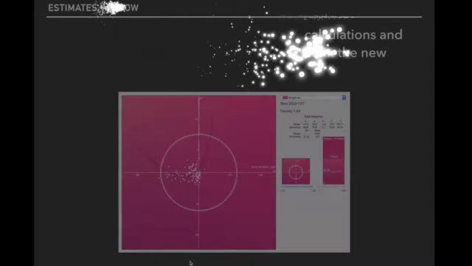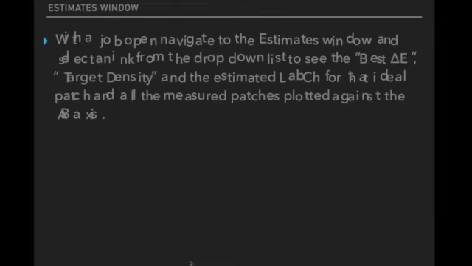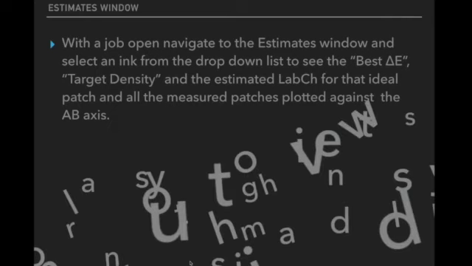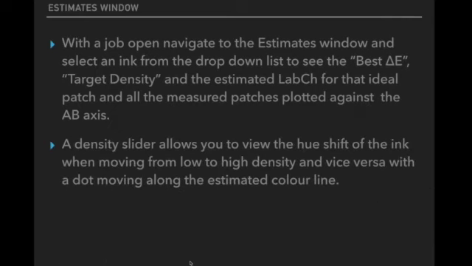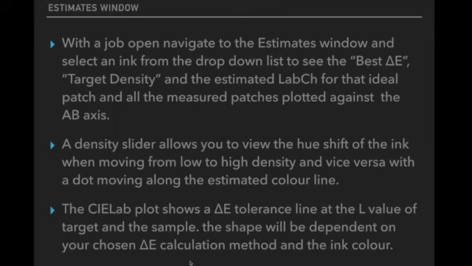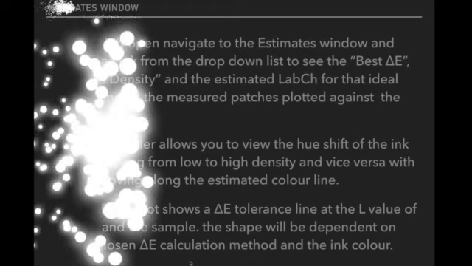Okay, and the next window pretty much says all of that. So you have to have a job open. The job has to have measurements, and you have to have a good number of measurements to really make it work properly, because of course we can't really estimate what's going to happen to the hue if you've only got one measurement. Okay.